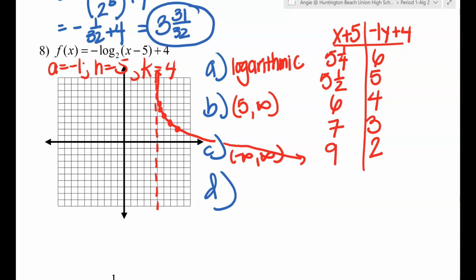D is going to be your y-intercept. Can you guys see, since we have moved the function 5 units to the right, we will never, ever, ever touch the y-axis. Therefore, we do not have a y-intercept.